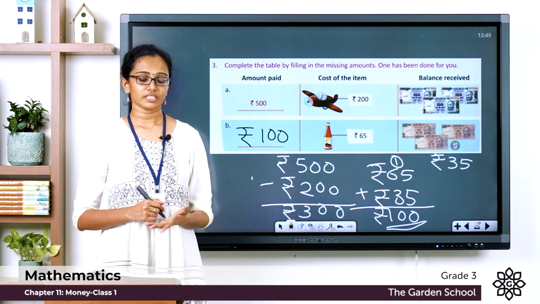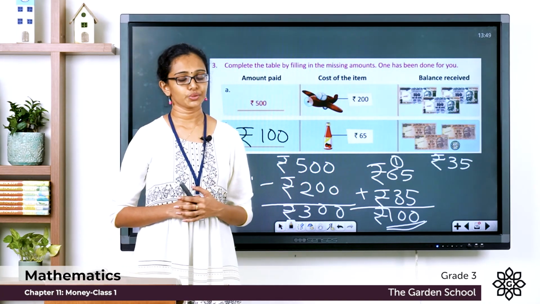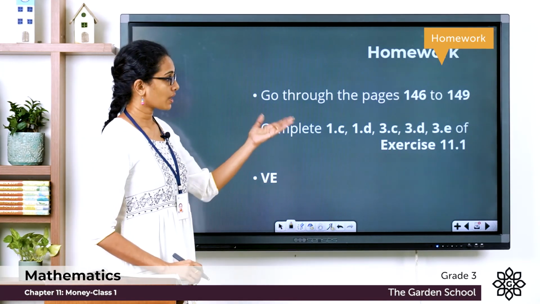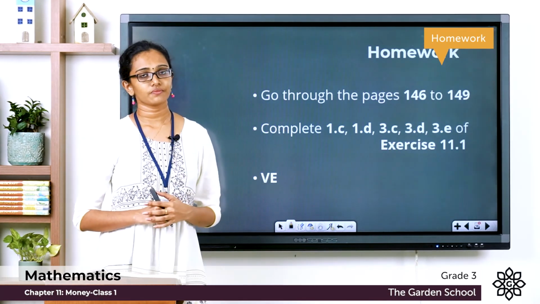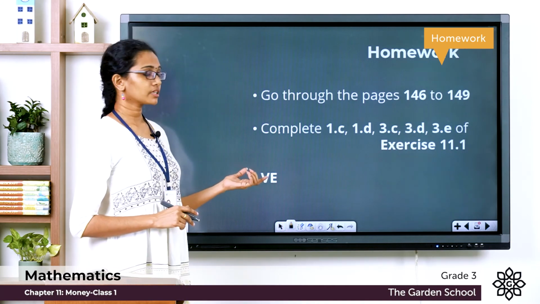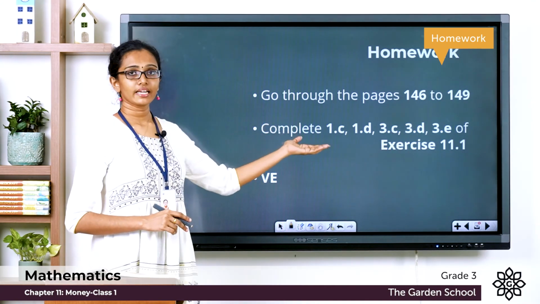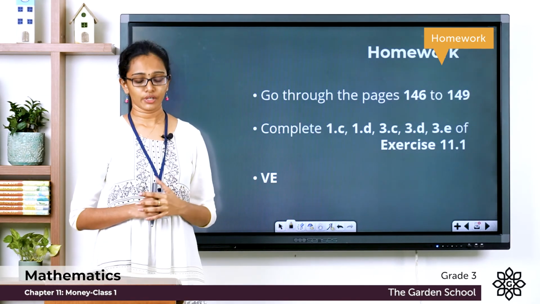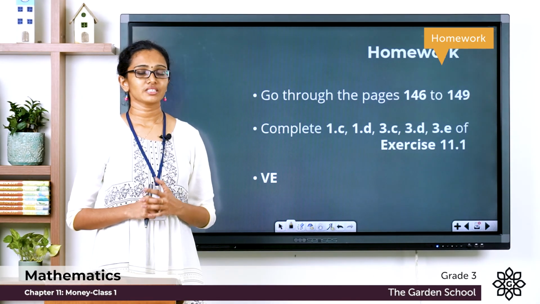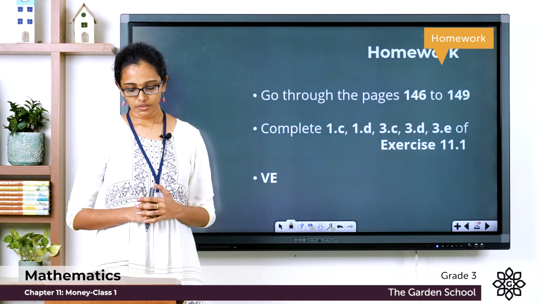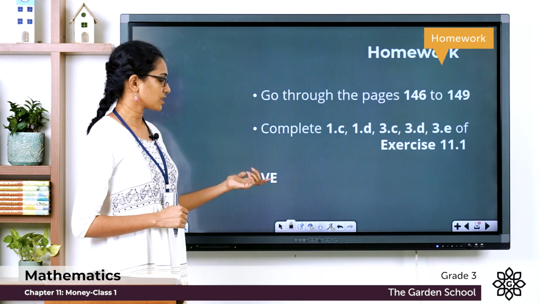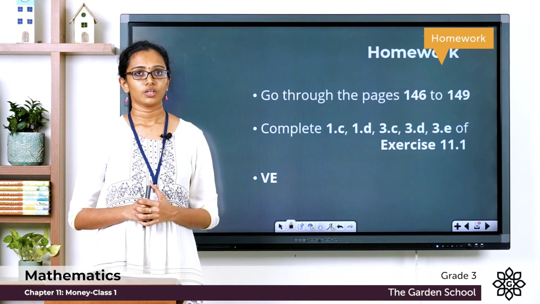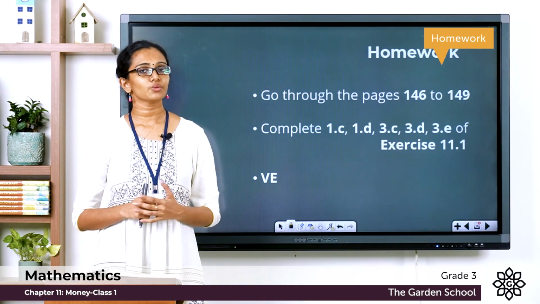There are 3 more questions in the same exercise that you have to do yourself. Now children, you can go through these topics through pages 146 to 149 and you have to complete questions 1C, 1D, 3C, 3D, 3E of exercise 11.1. You can work out these questions in your textbook itself, and after the exercise you can see the value education question in a purple box in page number 149. You please go through that question also and do accordingly.